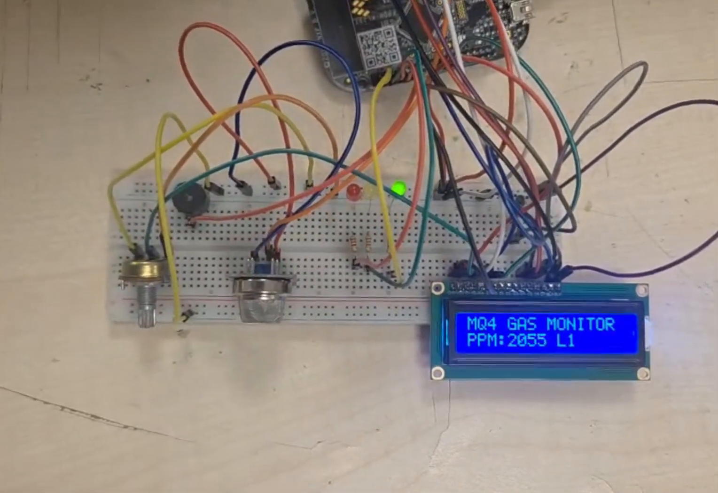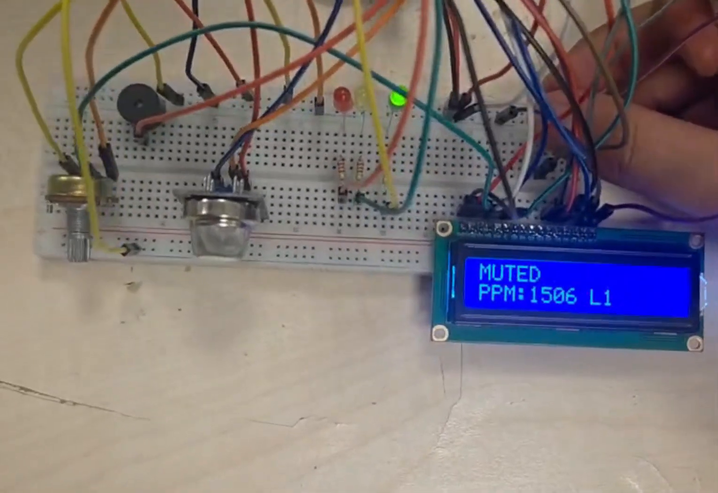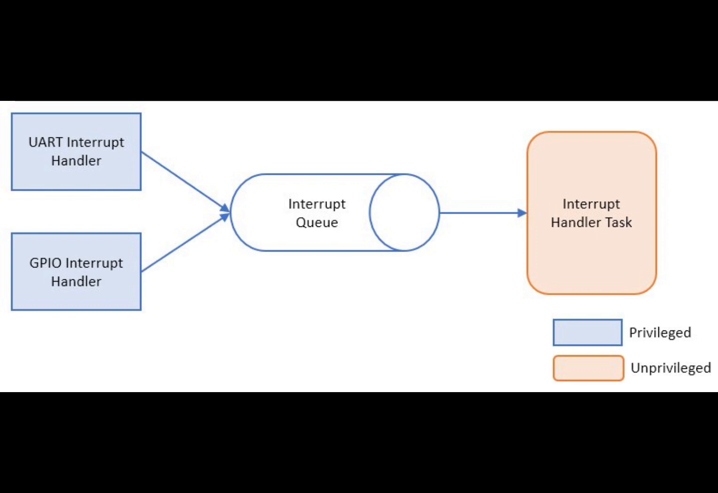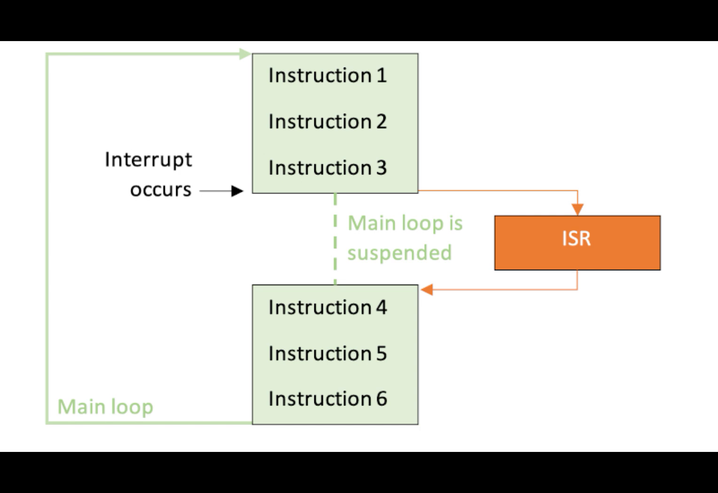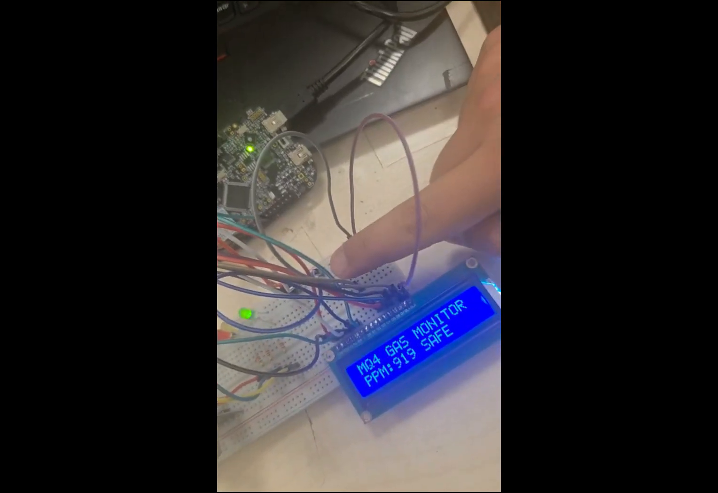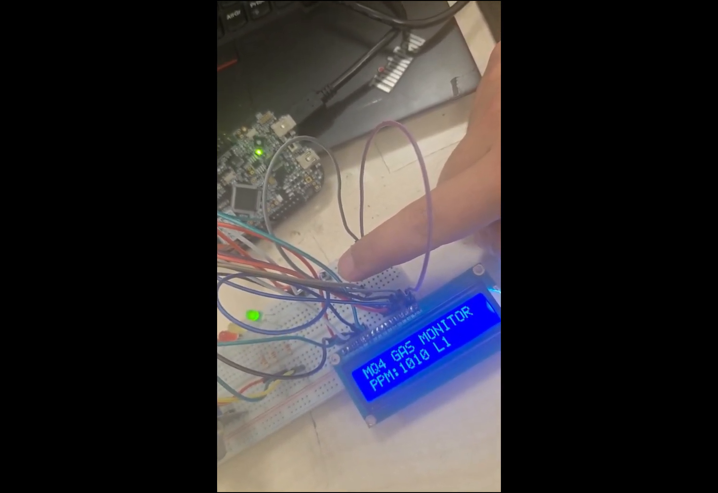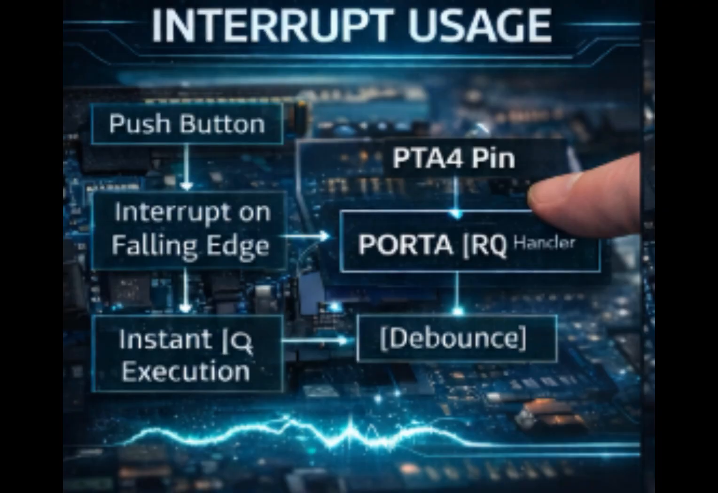A key feature of this project is the use of a GPIO interrupt for the mute button. The button is connected to pin PTA4 and configured to trigger an interrupt on the falling edge. When the button is pressed, the microcontroller immediately executes the PORTA interrupt handler, independent of the main loop. Inside the interrupt routine, the alarm mute state is toggled, a software debounce mechanism is applied, and a flag is set to notify the main loop. Using an interrupt here ensures fast and reliable user response, even while the system is continuously reading sensor data and updating the display.